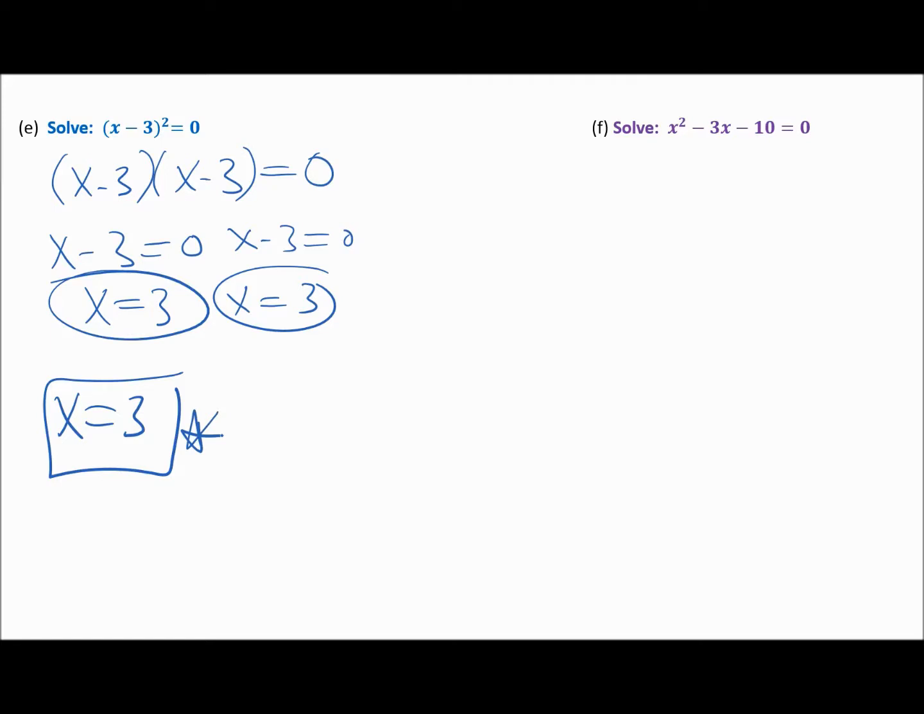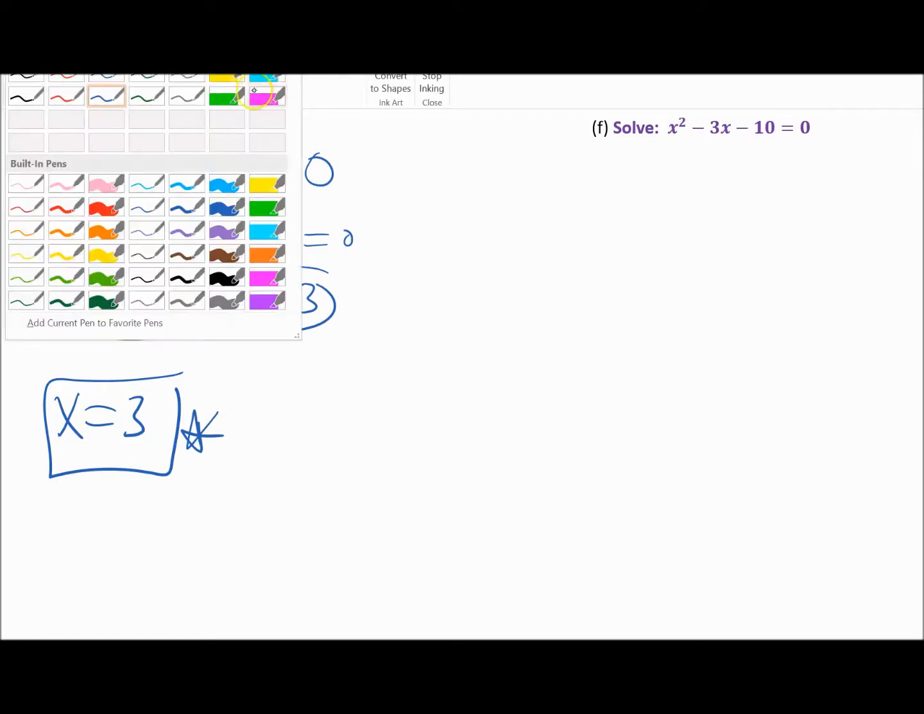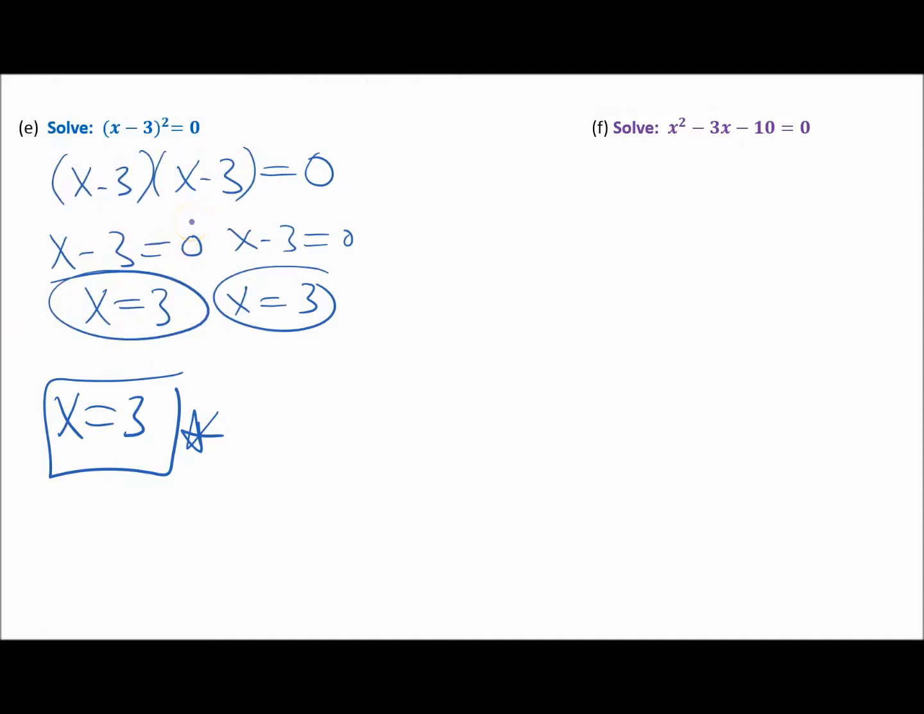Now we've run into a new type of problem here, for example F. And the issue is we do have a 0 on one side. That's what we need. But this is not factored. So don't try to set x squared equal to 0, 3x equal to 0, -10 equals 0. It does not work that way. You must factor this first. And all those factoring skills we learned earlier now come into play.